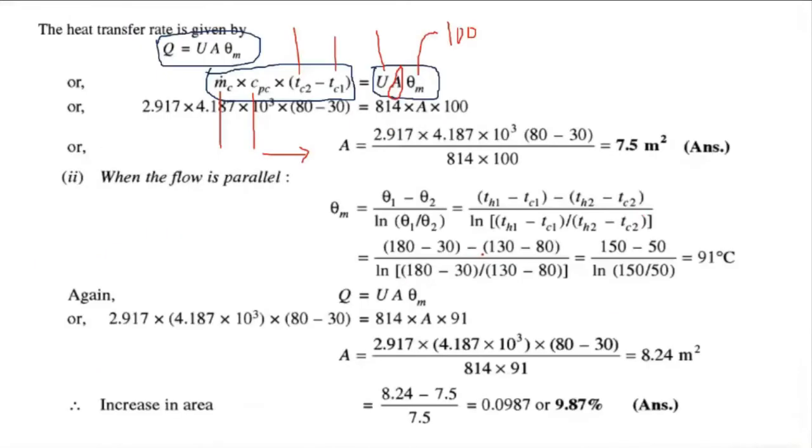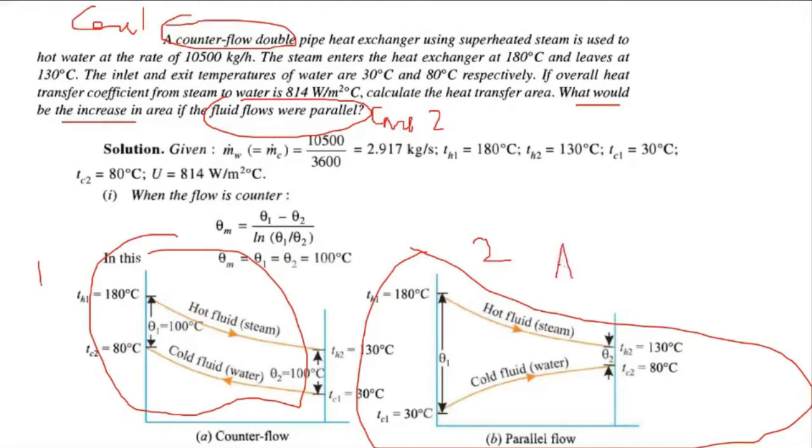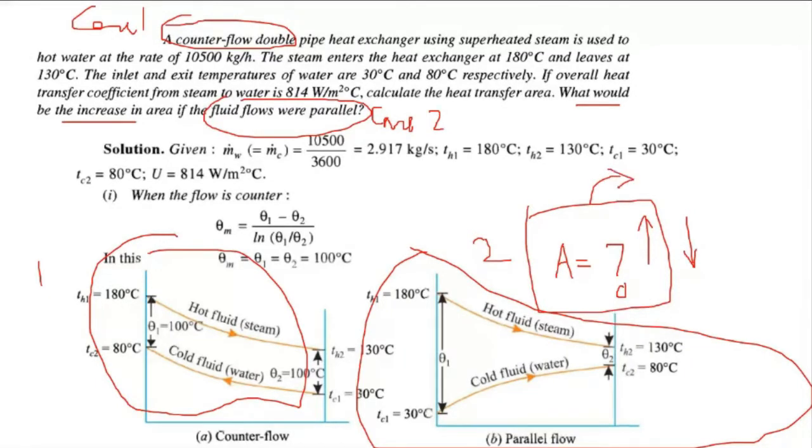For case 1, we are already done with the area value. What we need to do is find out the area for case 2, the area of the heat exchanger for this case. If we determine this area, we have to see whether it is greater or smaller than the previous area. If it is greater, we have to find out the percentage increase, that is, by how much percent this area is greater than the previous one. Is the question clear now?